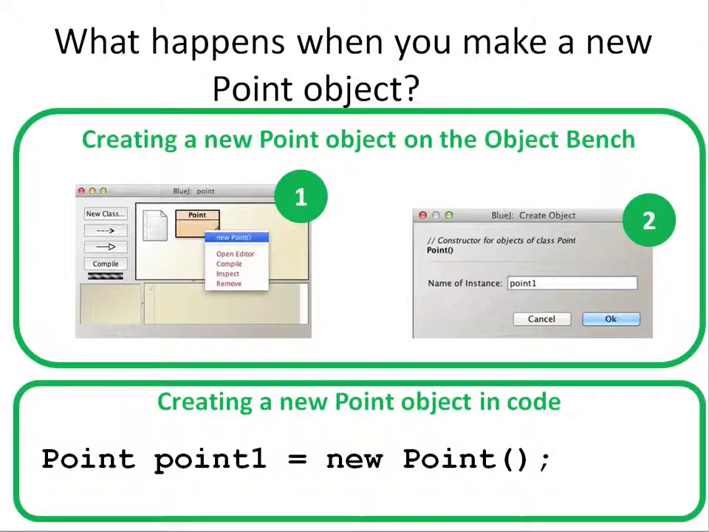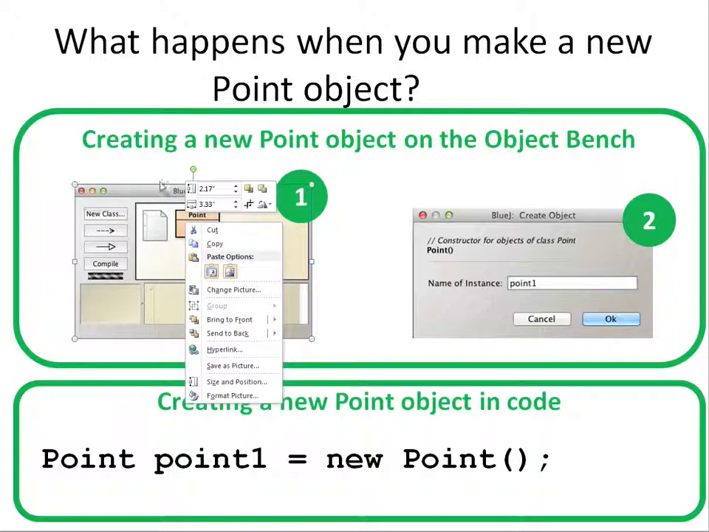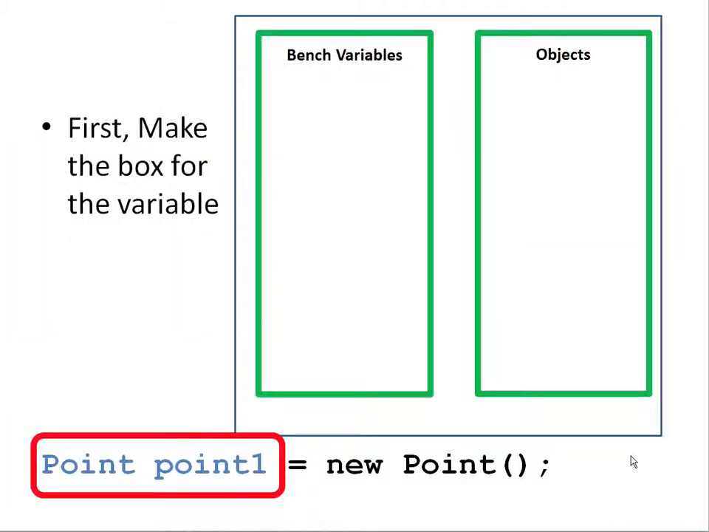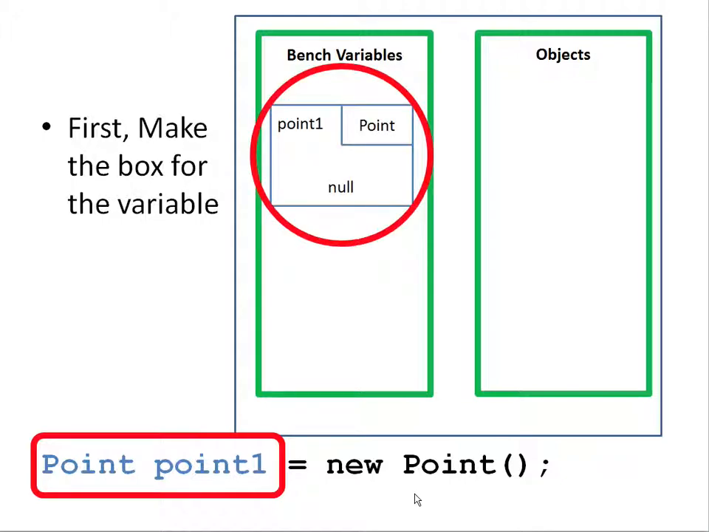So the question is, what gets drawn on that piece of paper when I right-click on the point class, say new point, let it say point 1 and say OK, or alternatively, I type this code? Here's what you need to do each time. First, make a box for the variable. So this is a declaration of the variable. It says point 1 is of type point. We could have done this in a separate line of code, but I couldn't fit that on the slide, so I just did it all as one big long line. So there's our box. Point 1 is of type point.